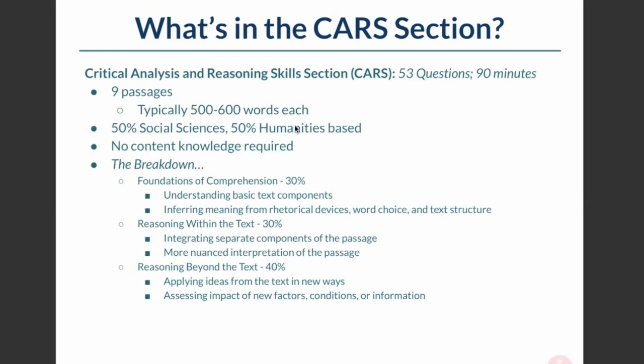Now, the next level is reasoning within the text. So that might be comparing certain arguments made in the passage, or noting points in different paragraphs and using those and your own reasoning to answer a question. The third level is reasoning beyond the text. And that's really where you are using your critical analysis skills and applying ideas in the text to a slightly new situation presented in the question. So that's the general breakdown.